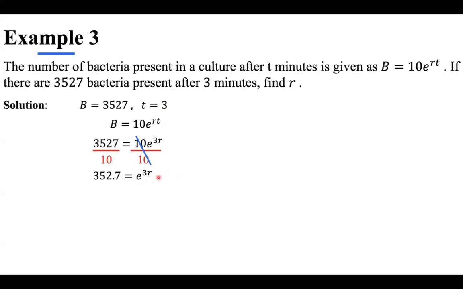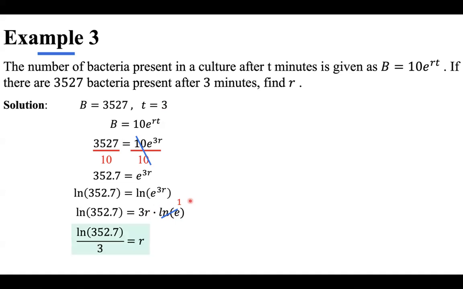That's an exponential equation. Take the natural log on both sides. The exponent comes out front. The natural log of e is equal to 1. So we have 3r equals the natural log of 352.7. To isolate the variable r, divide by 3. So the exact value of r would be equal to that. If I round it, I get 1.955. That's an exact solution and an approximate solution. So in this case, r would be approximately 1.955.